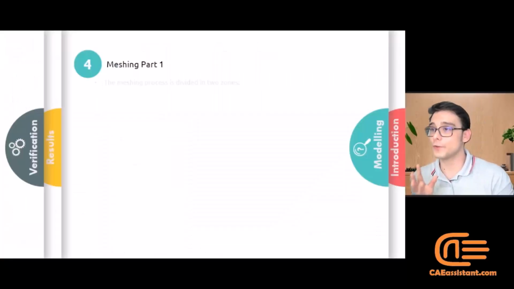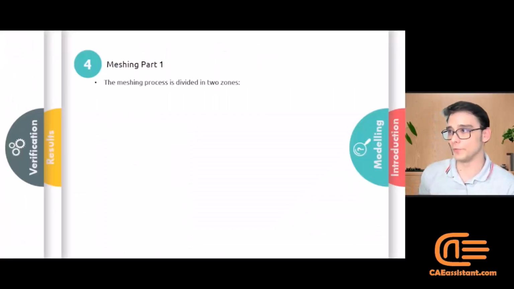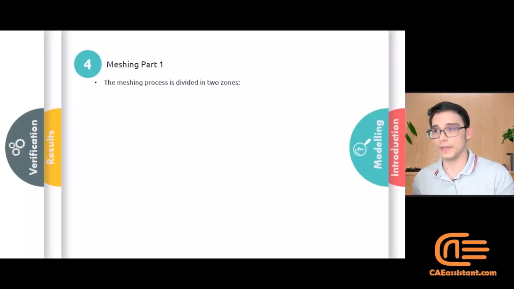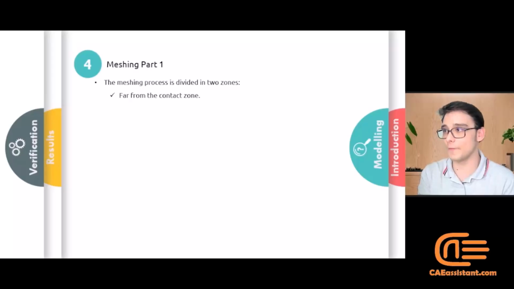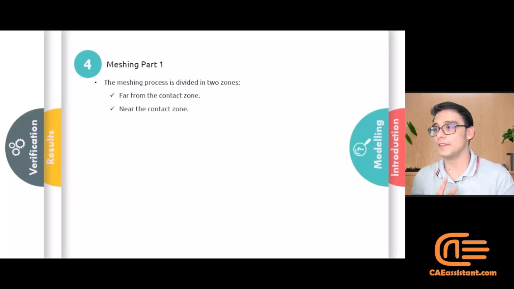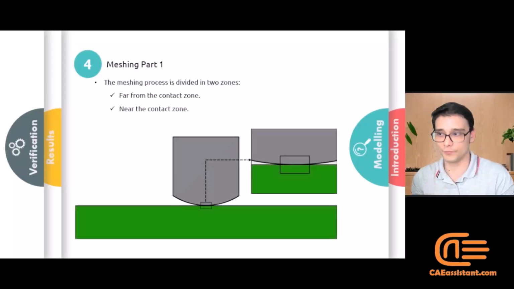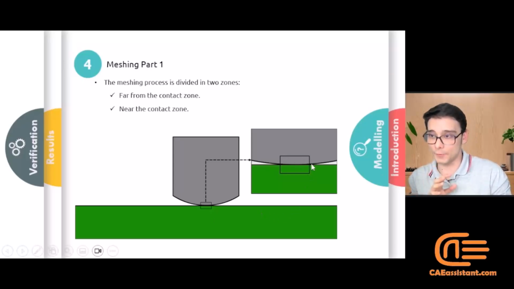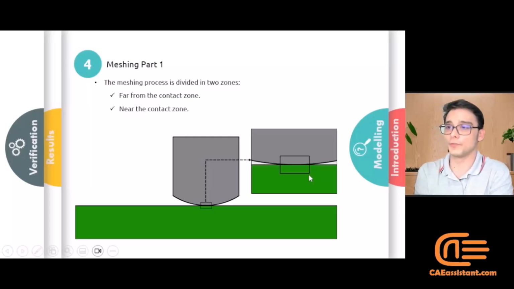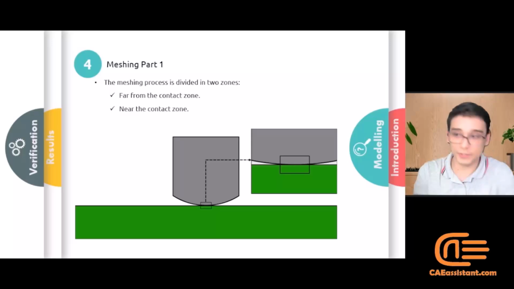But these three configurations are based on the same principles, which is going to be having the model divided into zones, one far from the contact zone and one near the contact zone. As you can see here, we have a face partition where we're going to have a different meshing near the contact zone, and then we're going to define a different mesh farther from this part.